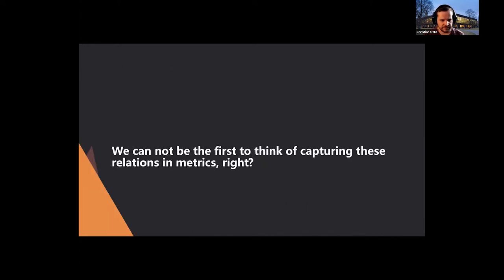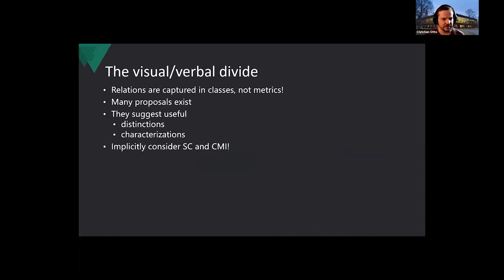And then I wanted to dig deeper into this, and I was thinking to myself, we cannot be the first to think of capturing these relations and metrics, right? And as it turns out, that's not the case. There is this thing called the visual verbal divide, which has been investigated for many decades, not in computer science, but mainly in communication and media science. They are approaching things a little bit differently, so to speak. These relations are often captured in so-called image text classes rather than metrics. And there are a lot of proposals, different taxonomies and categorizations, and I started digging through all of them.